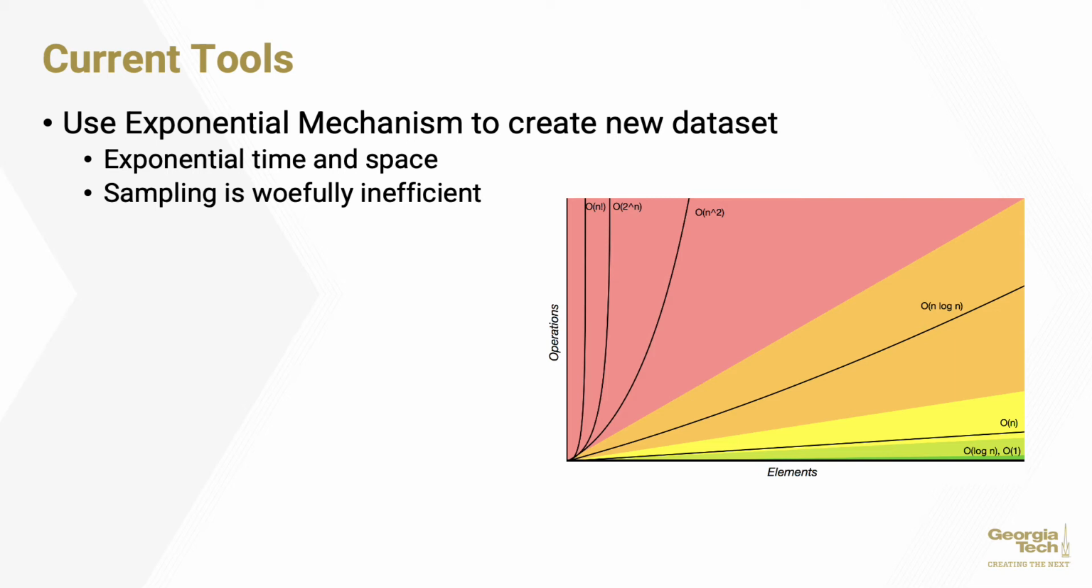As its name suggests, the exponential mechanism is an exponential operation in both time and space. This caveat makes it woefully inefficient and nearly completely intractable to use on a real dataset with 70 million individuals. For this reason, we cannot just use the exponential mechanism to make such a large dataset differentially private.